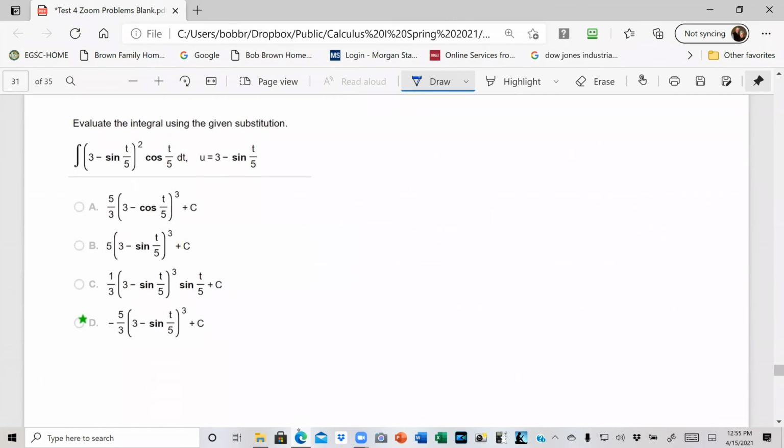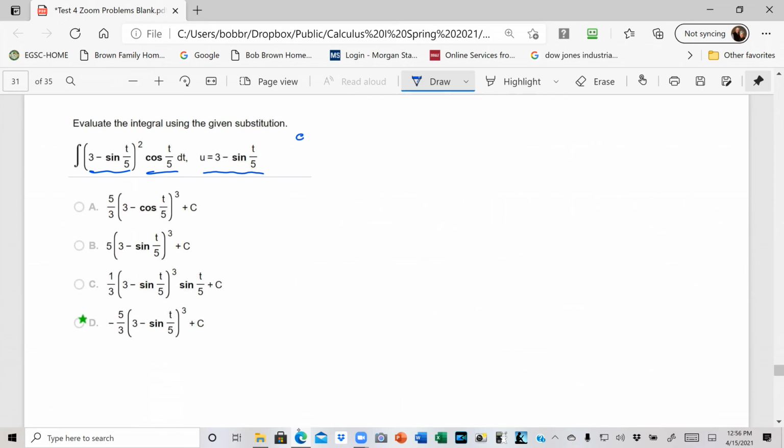Now we have another indefinite integral that we want to calculate, and we'll need to use substitution also. Here we have 3 minus sine of t over 5 squared times cosine of t over 5 dt. And you can see the derivative of sine is cosine, so picking u equal 3 minus sine of t over 5 is a good choice.